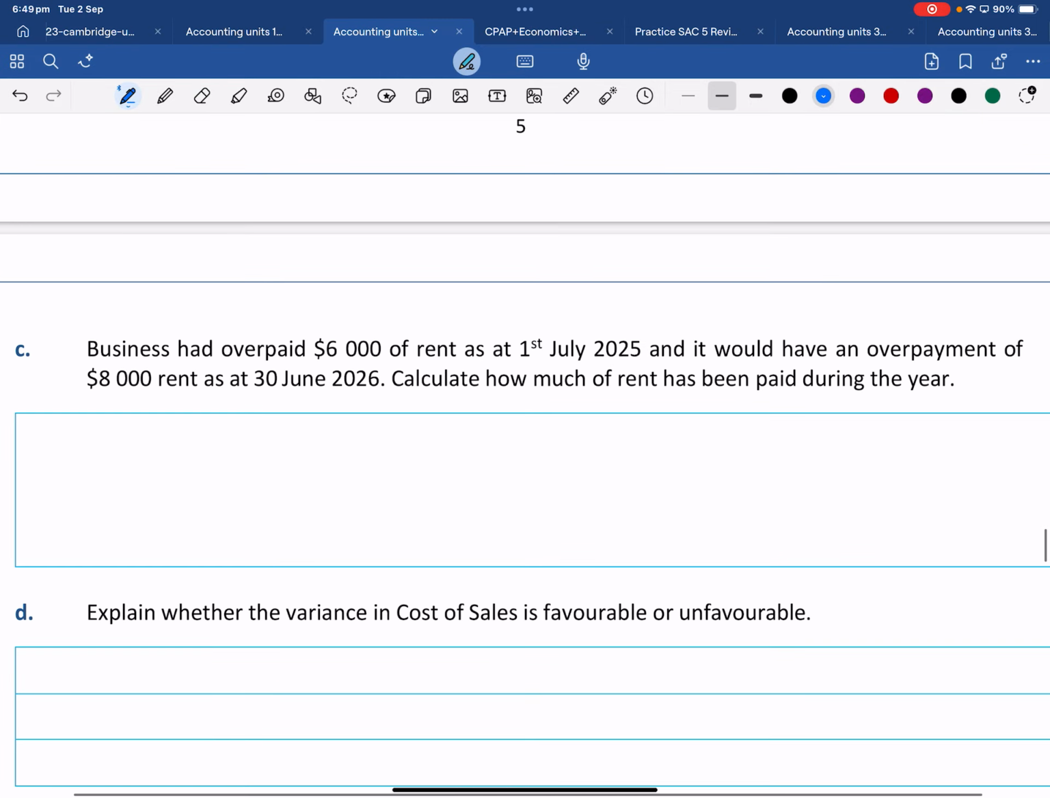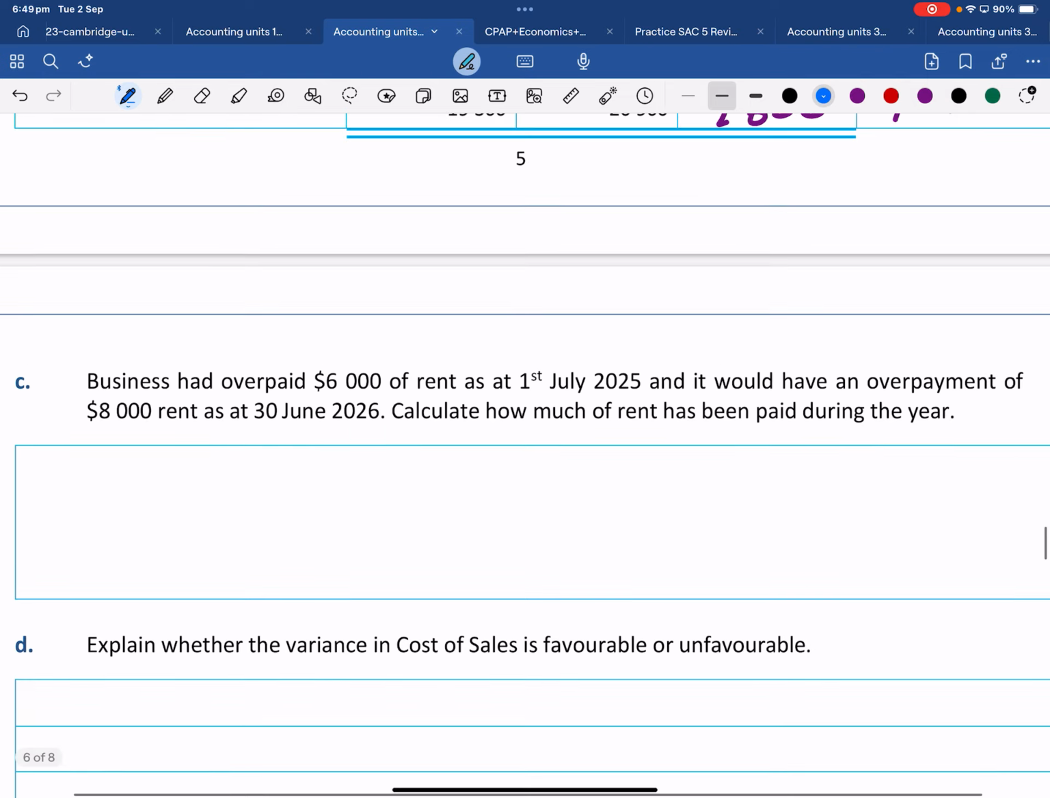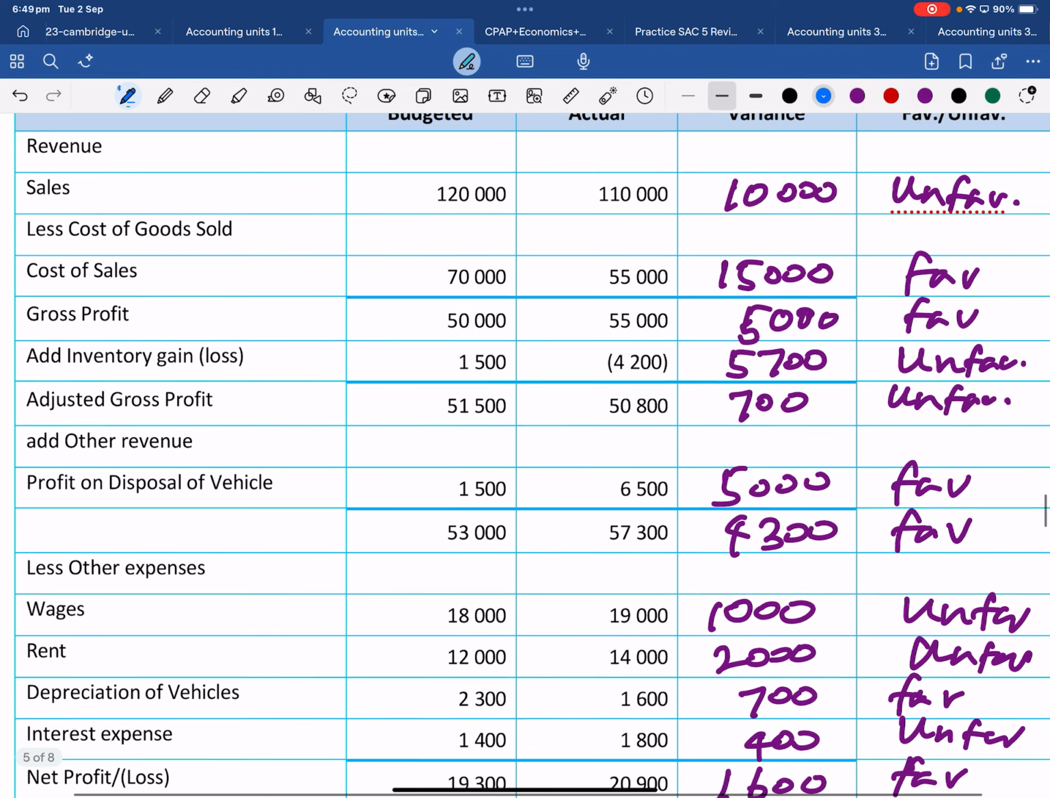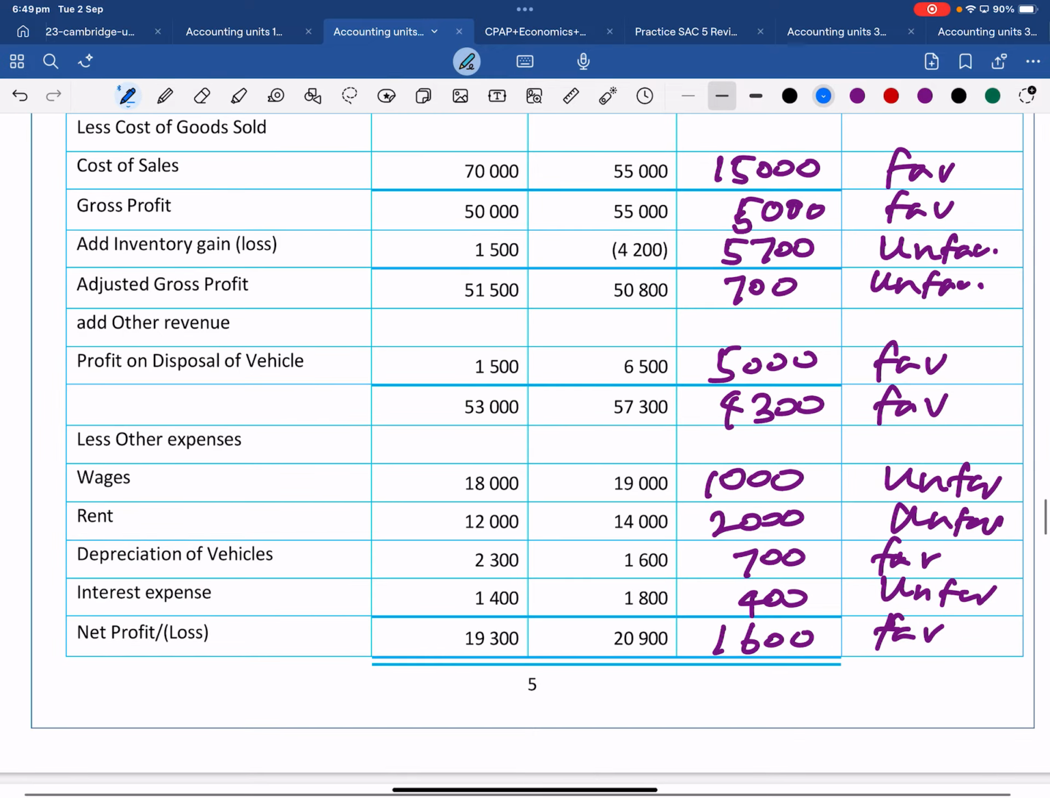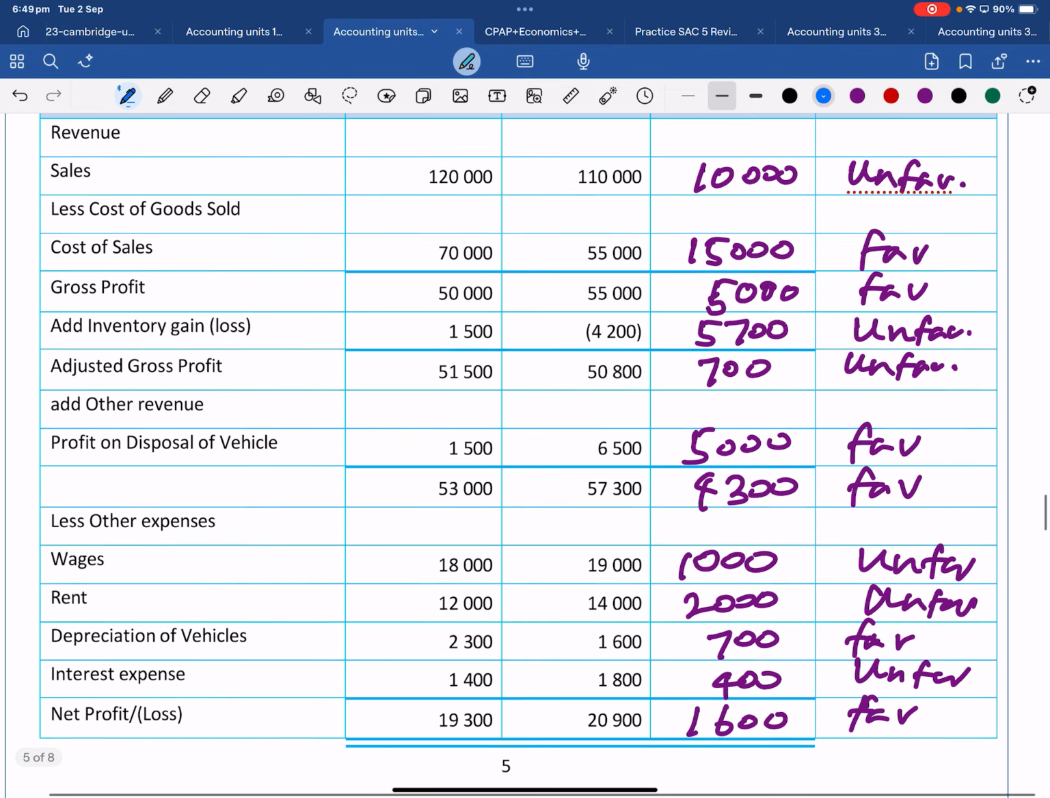Okay, now have a look, guys. Now, first you have to understand, right? I know it's a little bit confusing. You have to understand what we report in the income statement is what?